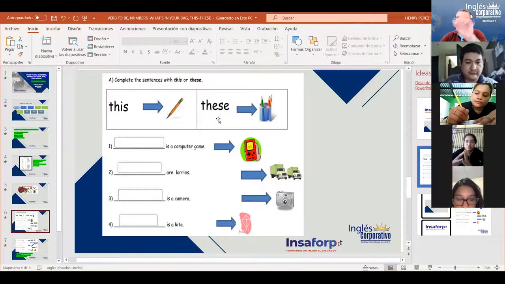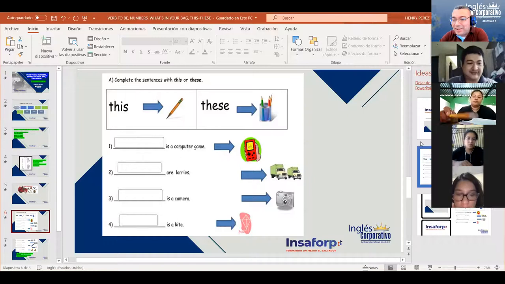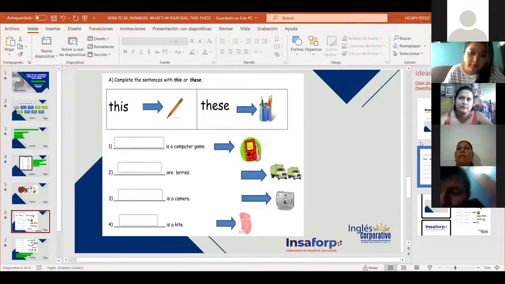Very good. Ahora poneme uno en la pantalla. Put one on the screen. Un lapicero nomás. One. Ahora dilo. Singular. This is a pen. Excellent. I see it. Very good. Good job.